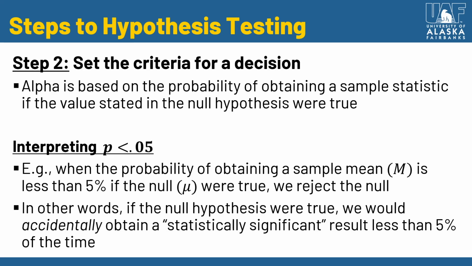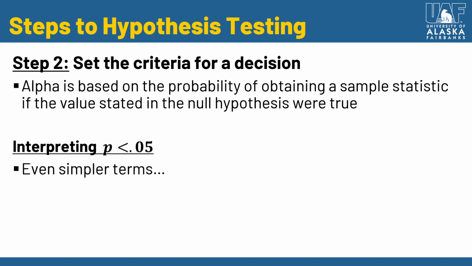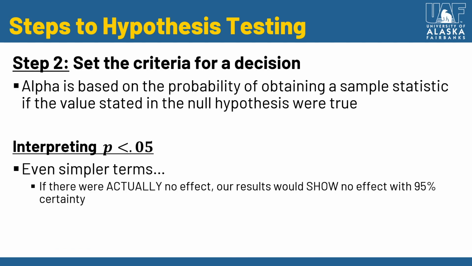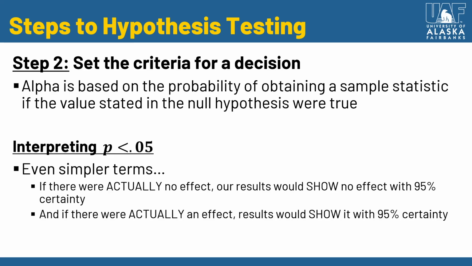And so to put this in other words, if the null hypothesis were true, we would accidentally obtain a statistically significant result less than 5% of the time if we're interpreting p less than 0.05. To take that even simpler, if there were actually no effect, our results would show no effect with 95% certainty. And inversely, if there actually were an effect, our results would show that effect with 95% certainty. Kind of some different ways to interpret this or to think about this.